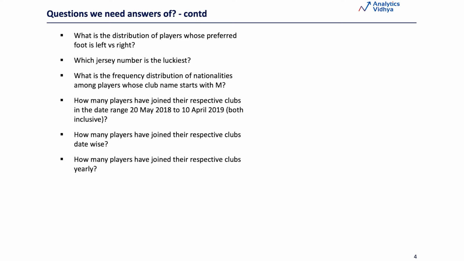The next thing is how many players have joined their clubs yearly. So instead of saying date-wise, I want to see the year numbers. So for example, how many players have joined their clubs in 2016 or in 2017, 18, 19. So year-wise, I need that table.